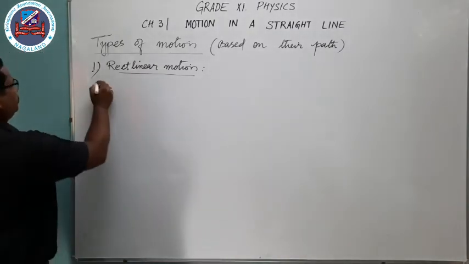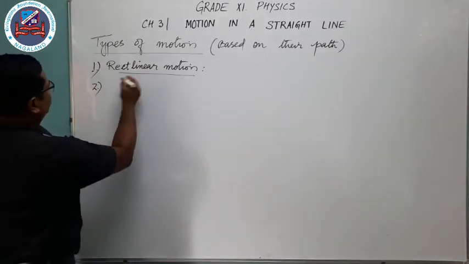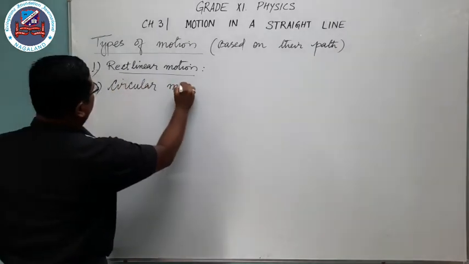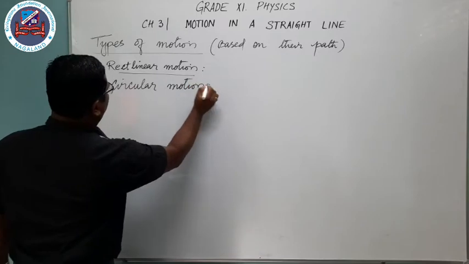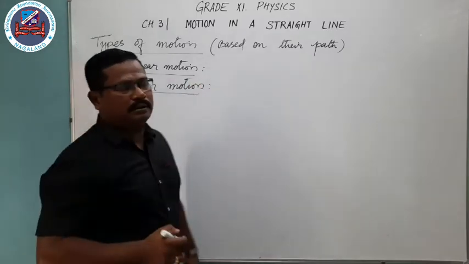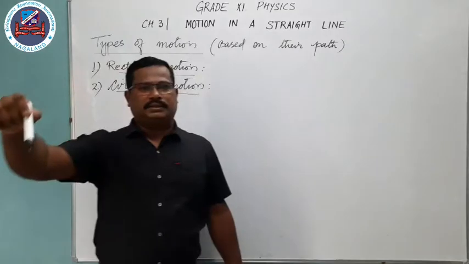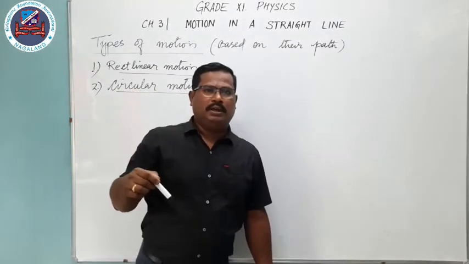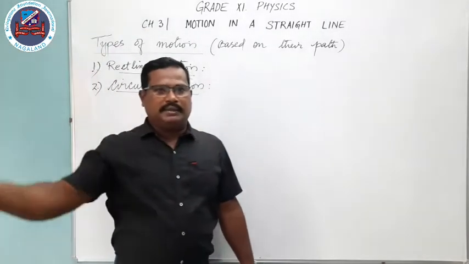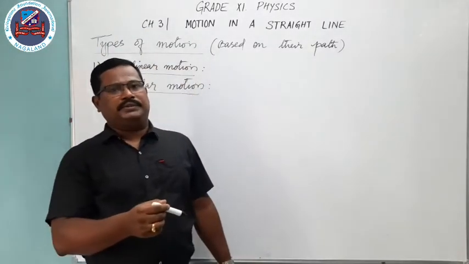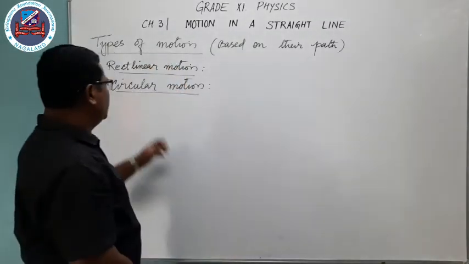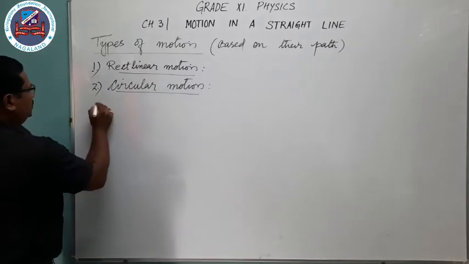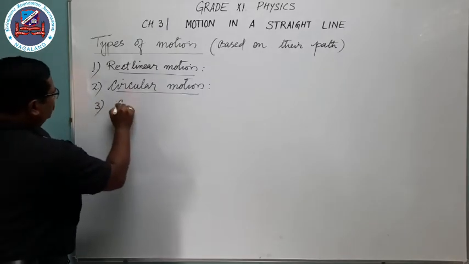The second one is circulatory motion or circular motion. If a body goes round a circular path, like an athlete running a 400-meter race, one round completing, or 800 meters, 2 times completing around the circular path, or Earth going around the Sun in a circular path, that also we can consider as circulatory motion, or we call it circular motion. And the third one is oscillatory motion.